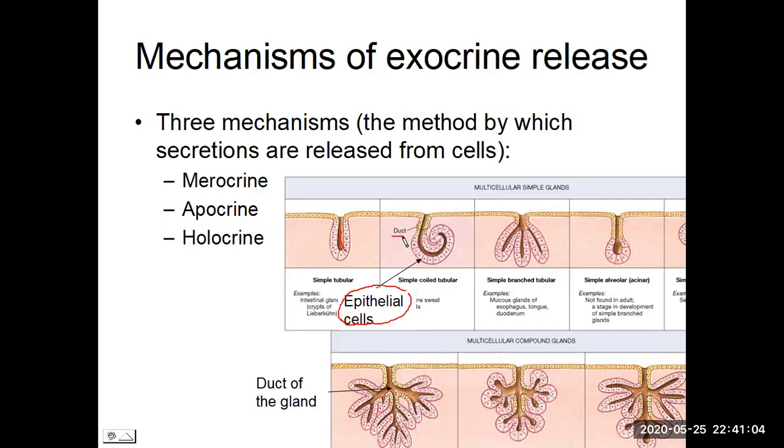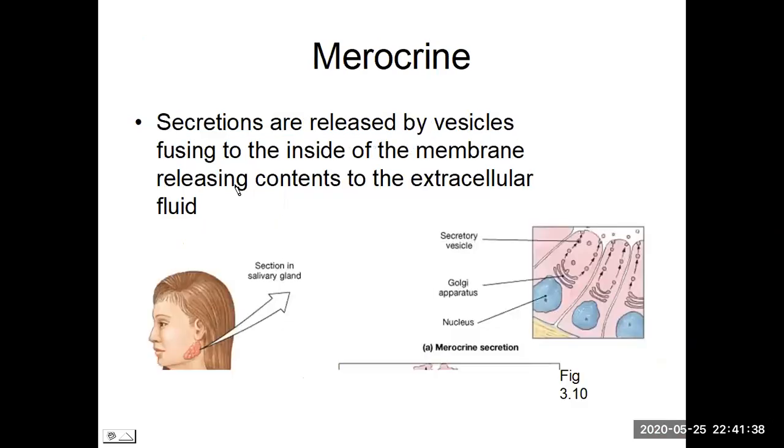So we have three different mechanisms, three different methods of releasing that secretion out of the cell, past the cell membrane, and into the duct. And that's what these three processes here are. They all have the same result, releasing secretions from the cells, but the mechanism, the process, differs between these three. So we'll start with merocrine. This is the most common of the three mechanisms.